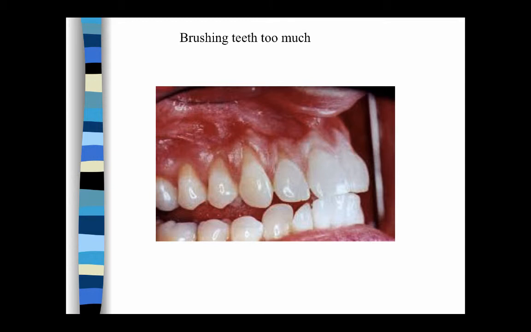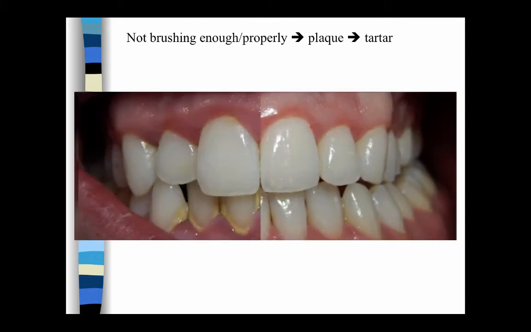So this is what happens if you brush too much. On the other hand, if you don't brush enough, what do you get? Plaque buildup on the left. And someone's like, well, why are their teeth so white? It's like, I don't know, Photoshop.